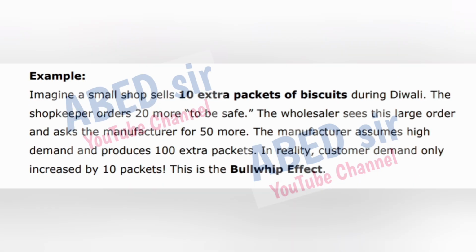Example. Imagine a small shop sells 10 extra packets of biscuits during Diwali. The shopkeeper orders 20 more to be safe. The wholesaler sees this large order and asks the manufacturer for 50 more. The manufacturer assumes high demand and produces 100 extra packets. In reality, customer demand only increased by 10 packets. This is the bullwhip effect.